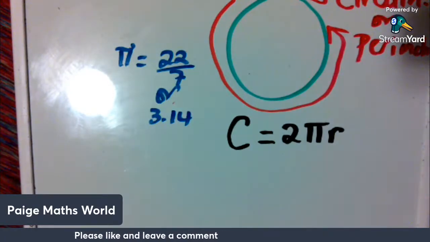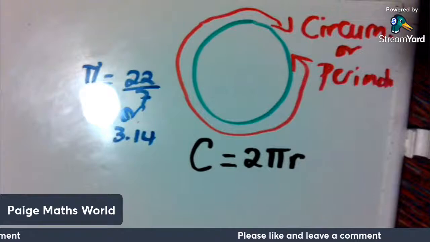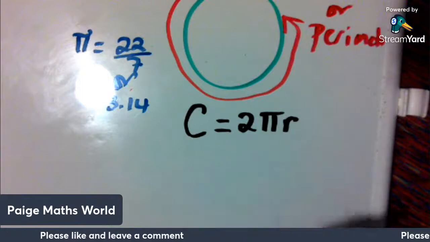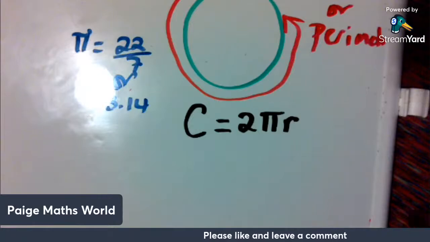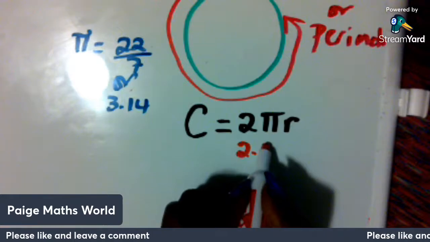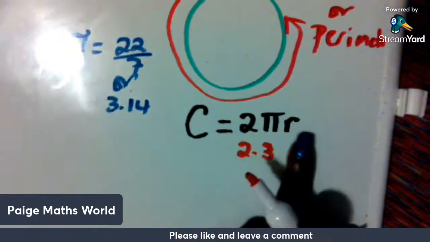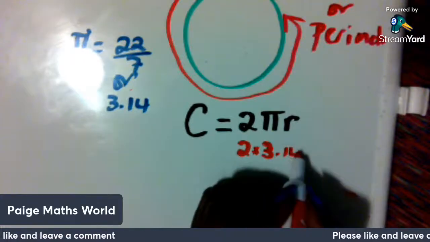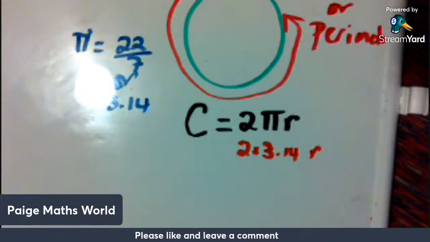So pi is equal to 22 over 7 or 3.14. I know people go crazy when they see pi and letters and all of that, as if they're seeing all 26 letters of the alphabet. No, it's very simple. So if you have 2 times pi, which we know is 22 over 7 or 3.14, times r. Now, r is the radius. What do I mean by radius?